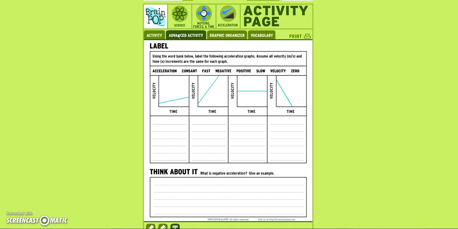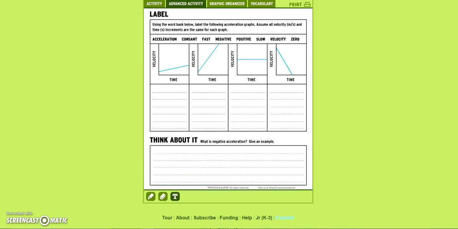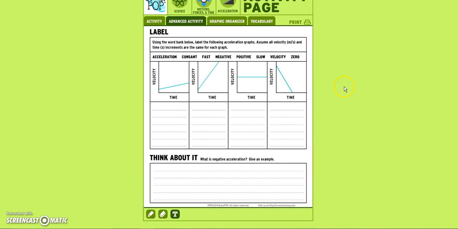You go over to your advanced activity, it's a little harder. They have some graphs that students would need to label, whether it's fast, whether it's negative, or what's happening in the graph. And then down here again, they have a thinking further question.